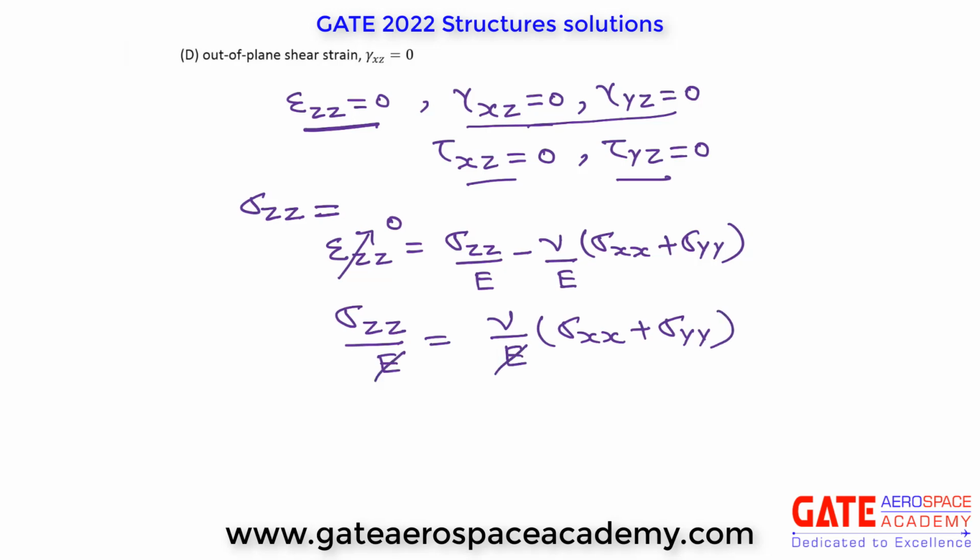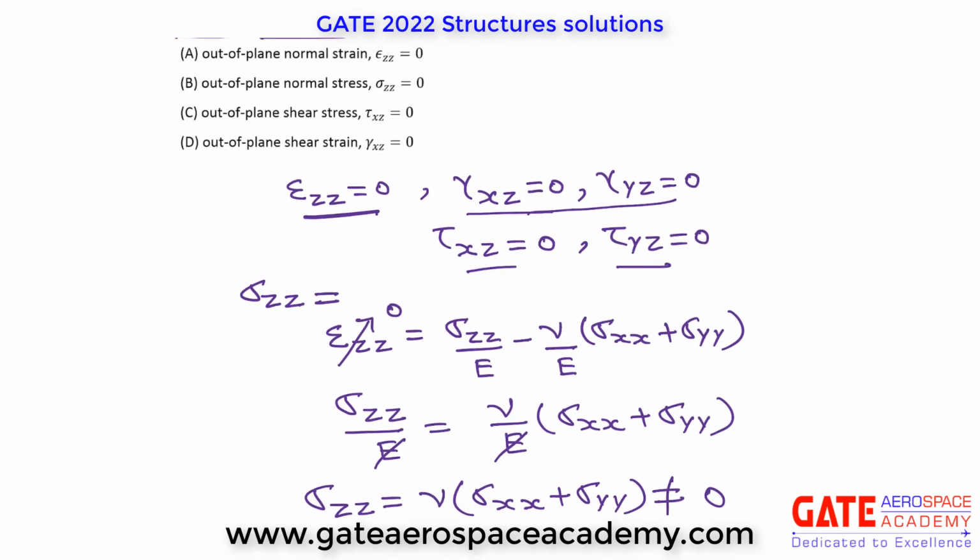This will get cancelled out. So sigma zz is equal to mu times (sigma xx plus sigma yy), which is not equal to 0, correct? Because sigma xx and sigma yy are not equal to 0 in this plane strain condition.